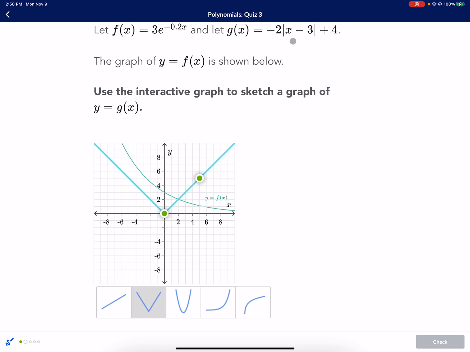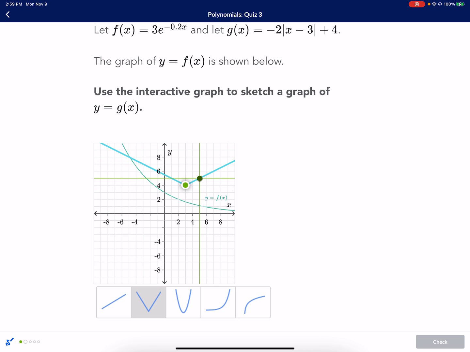g of x has an x minus 3 on that inner layer. So that tells me I'm going to take this vertex point and move it over to 3. This plus 4 on the outside is a shift up 4. So I'm going to take that up to 4. So I've got the vertex in the right spot. Now with this negative out in front leading the 2, I need to flip the thing down.